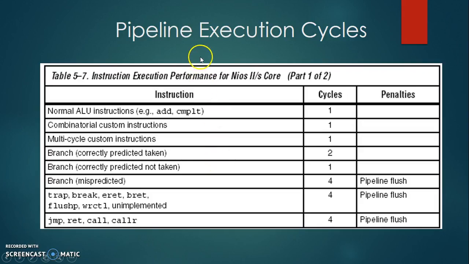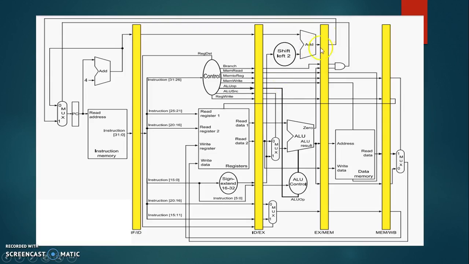Then let us look at the pipeline execution cycles which all instructions usually take. Normal ALU instructions like add, compare take usually one cycle. Then multi-cycle custom instructions and combinatorial custom instructions also take one cycle. Then branch instructions usually take 2 cycles since the branch is taken from the execute stage, as we previously saw in this diagram. The branch is taken from this stage. So to predict a branch correctly, we need at least 2 cycles. So one over here and one over here.